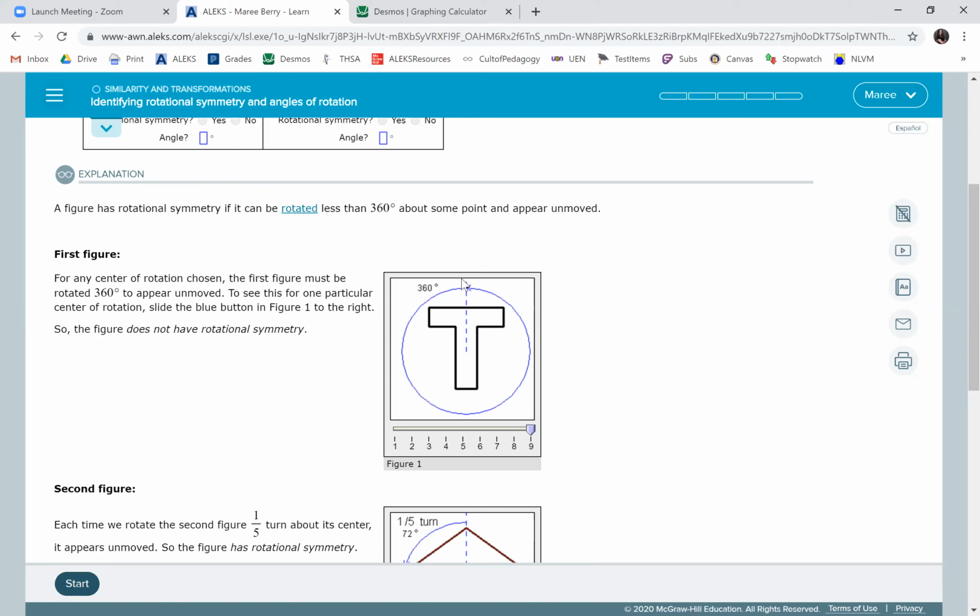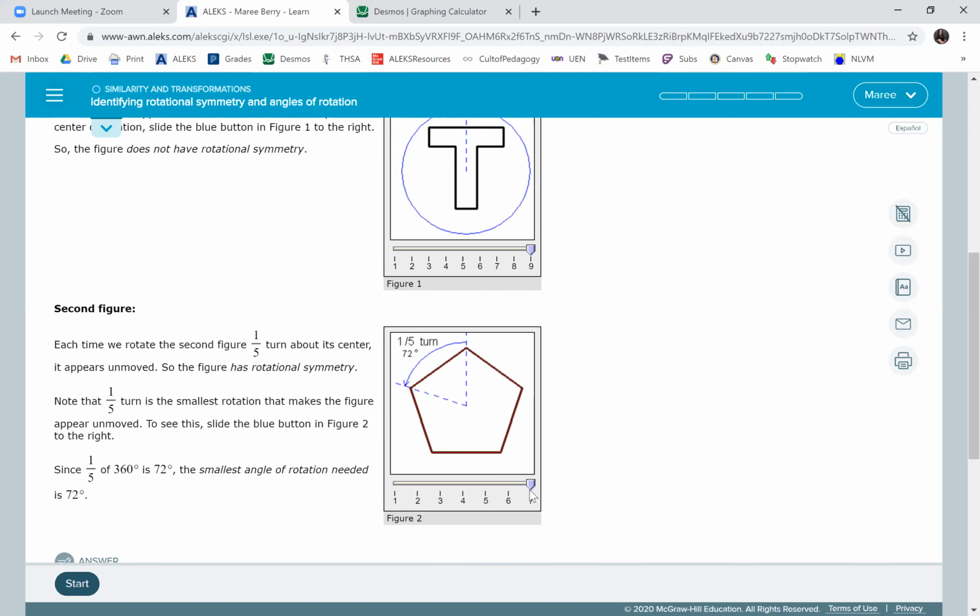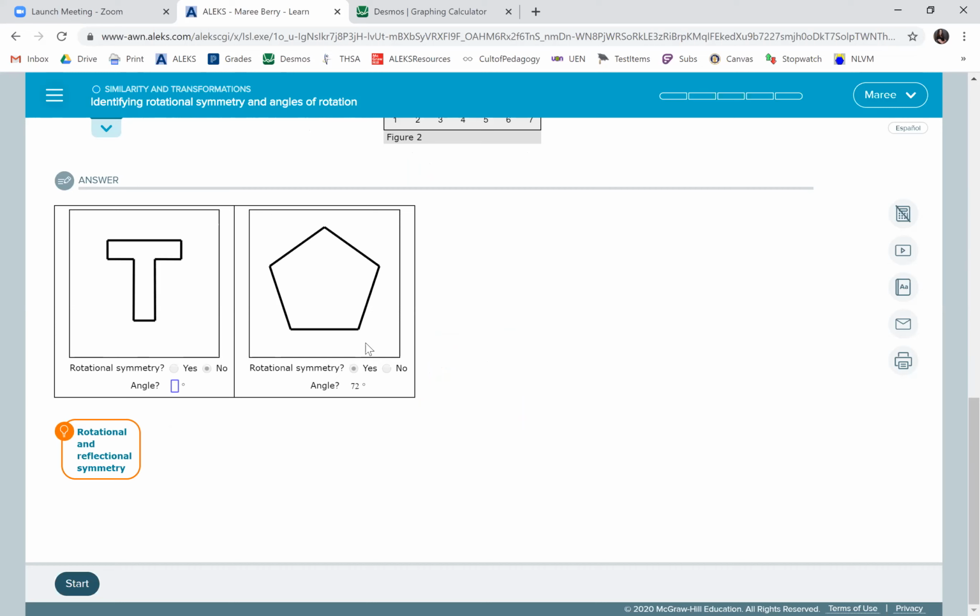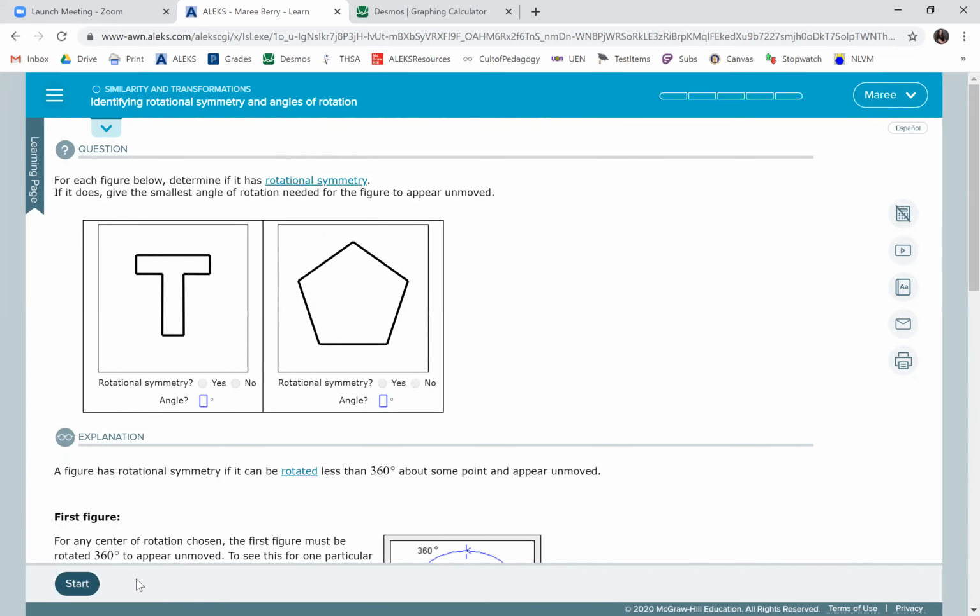So this particular figure, we had to go all the way around before we could see the original figure again, or before it lined up. So this does not have rotational symmetry. This one, it looks like you only have to turn it 1/5 of the way. So 72 degrees, and all of a sudden it's on top of the original figure. So this definitely has rotational symmetry, and it's 72 degrees because it was 1/5 of a turn. And in order to find out the degrees, you just take 360 and divide by 5, and that was the 72-degree angle. So let's try some examples.